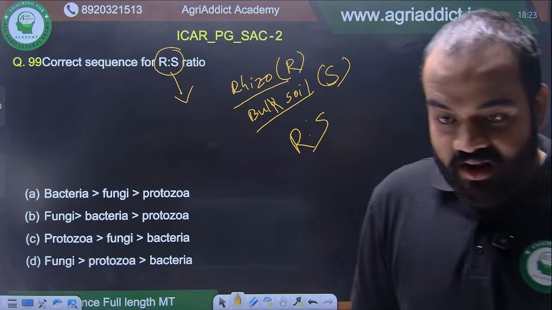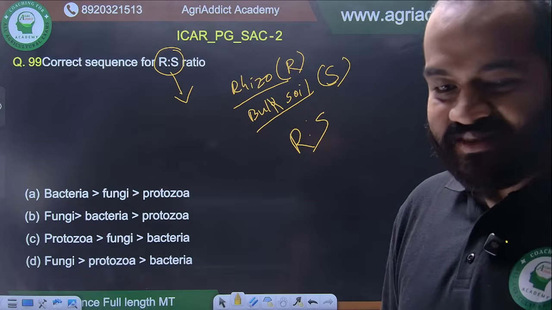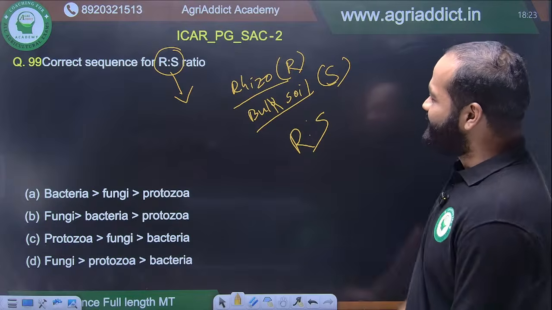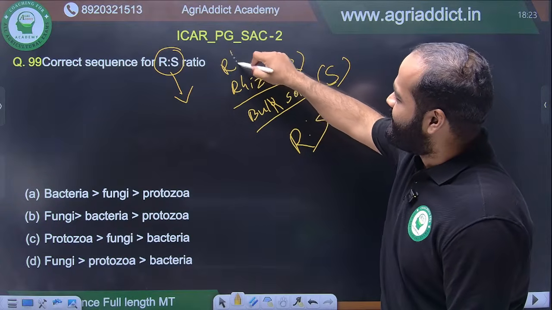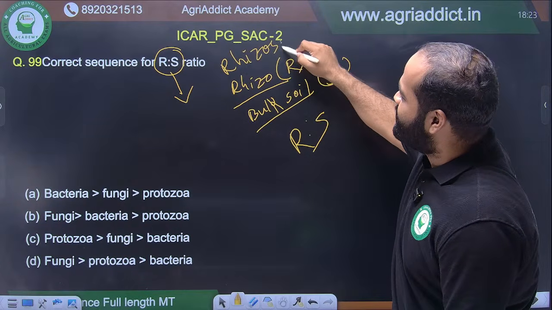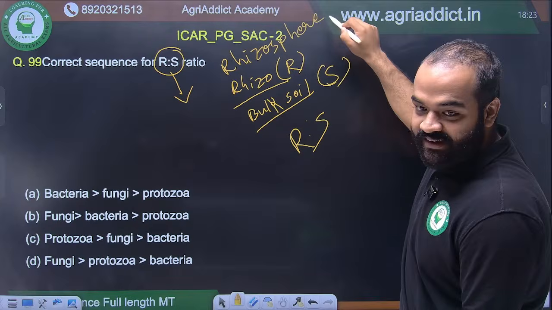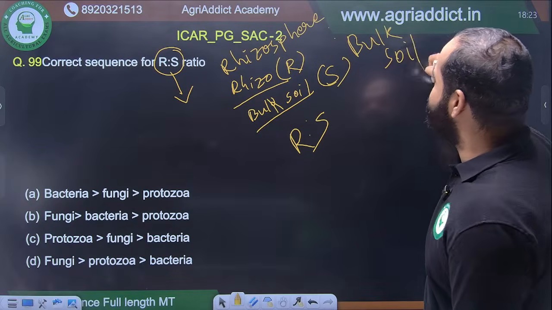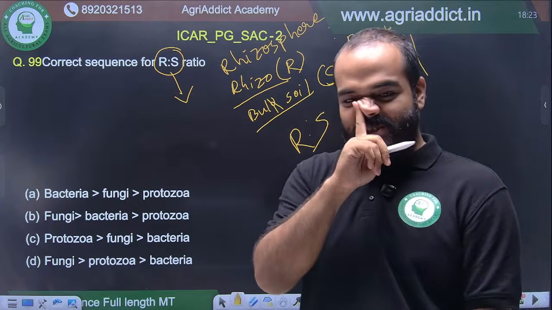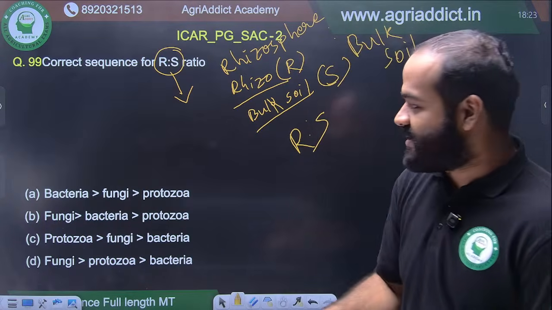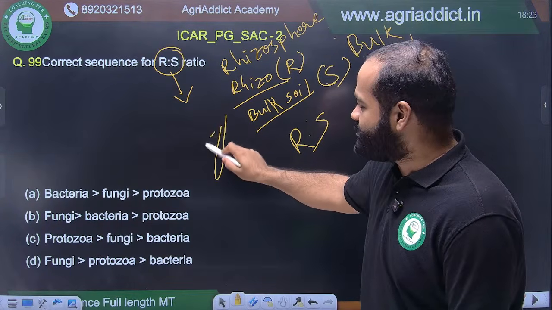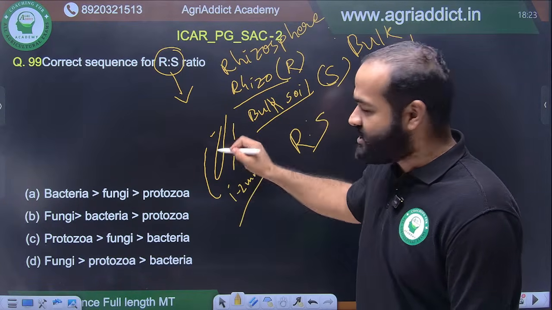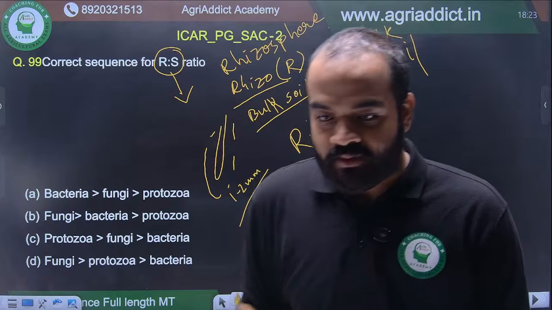Rhizobium sulfur? No. It is not rhizobium sulfur. Rhizosphere is to bulk soil. That is called the RS ratio. Rhizosphere का जो soil है, rhizosphere is what? Rhizosphere is the soil that is very close to the root surface. Only 1 to 2 millimeter away from the root surface. So वहाँ पे root से बहुत सारा.